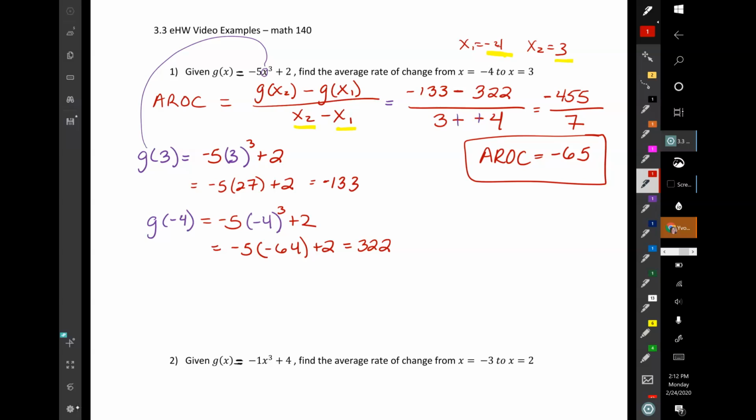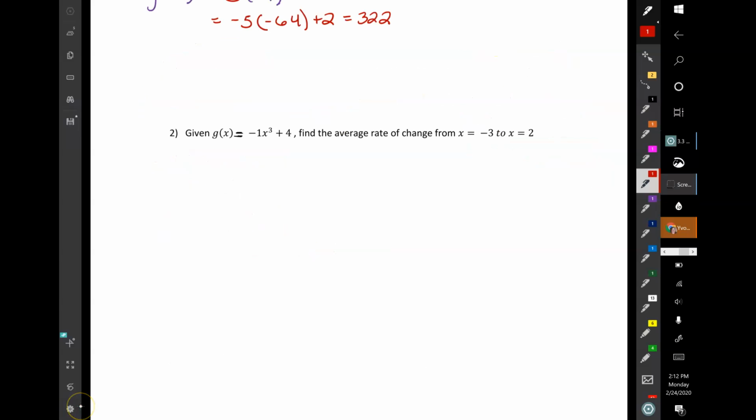So there's another one here, number 2. Given g of x equals negative 1x cubed plus 4, find the average rate of change from x equals negative 3 to x equals 2. So I'm going to just do that one out too so you can see the process. The process would be just the same. You're going to do average rate of change.